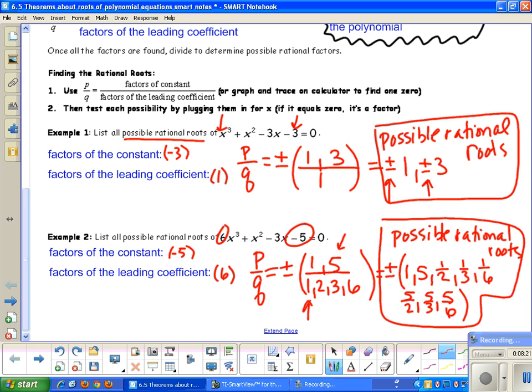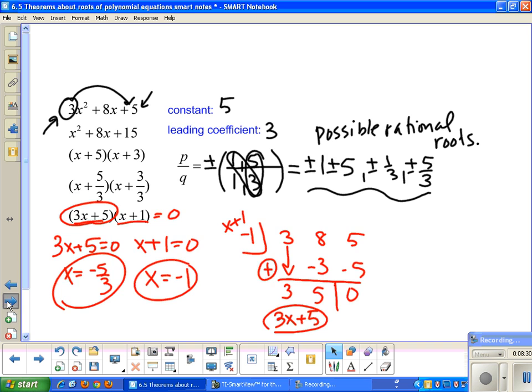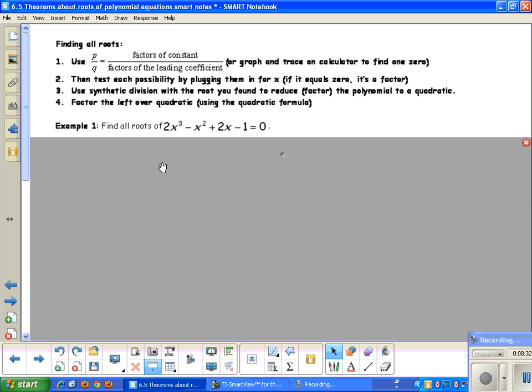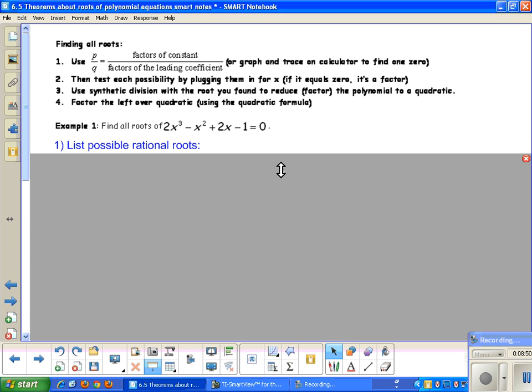Now that we know how to find the possible rational roots, we can use this to help us actually find all of the actual rational roots of our polynomial equation. So these are the steps that we're going to do. For the first one, it's going to seem like a lot because I'm going to have you guys actually write out all the steps because you need to be able to use it when you're doing your homework as a good example. So the first thing it says is find all the roots of 2x cubed minus x squared plus 2x minus 1. The first thing I want to do is list the possible rational roots.